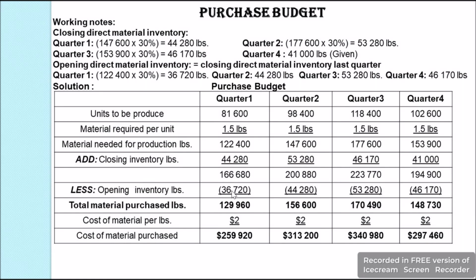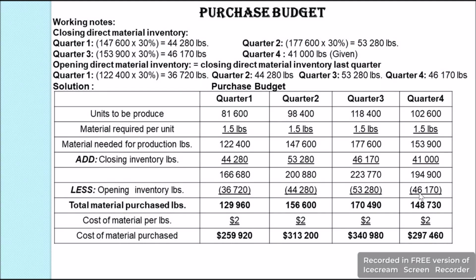166,680 minus 36,720. We get the total material purchase as 129,960. Then we have 200,880 minus 44,280. We get the value as 156,600 as total material purchase for the second quarter. In the third quarter, we have 223,770 minus 53,280. We get the total material purchased as 170,490.